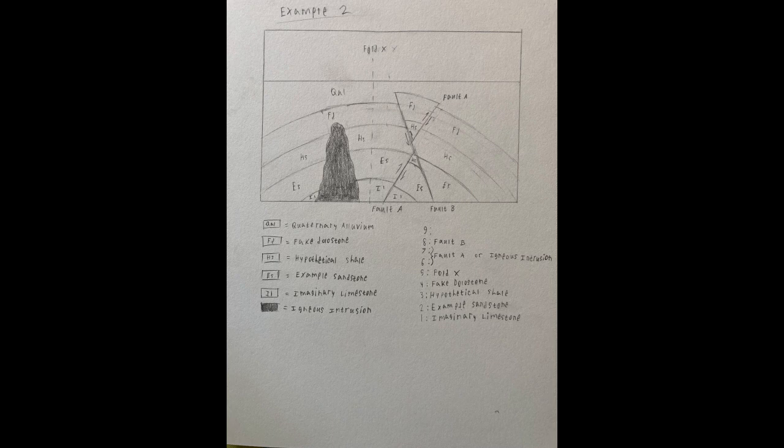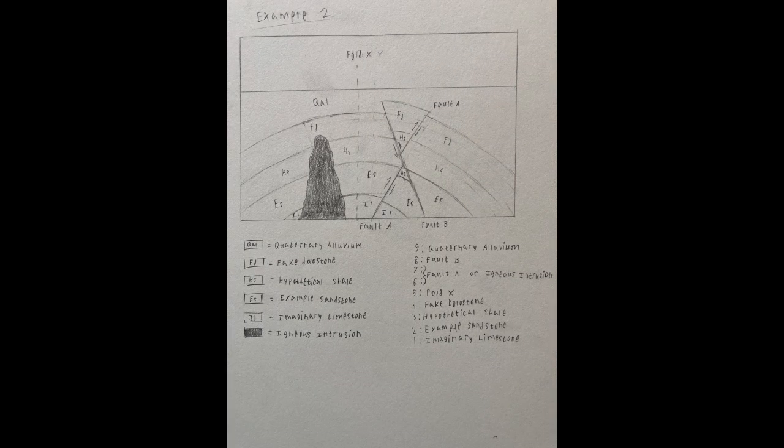We know fault A must have formed after fault B because fault B cuts through fault A, cutting it into two parts. But we don't know whether the igneous intrusion formed before or after these faults because neither one cross-cuts the other. So we can't really know their relative ages based on the cross-section alone. Then, of course, the last unit deposited was the quaternary alluvium.